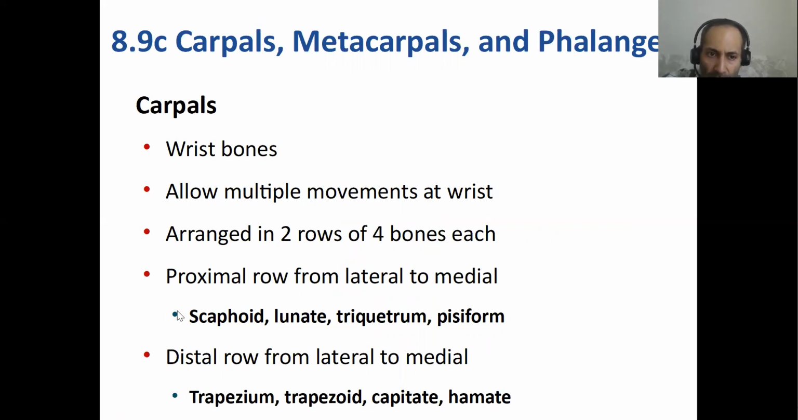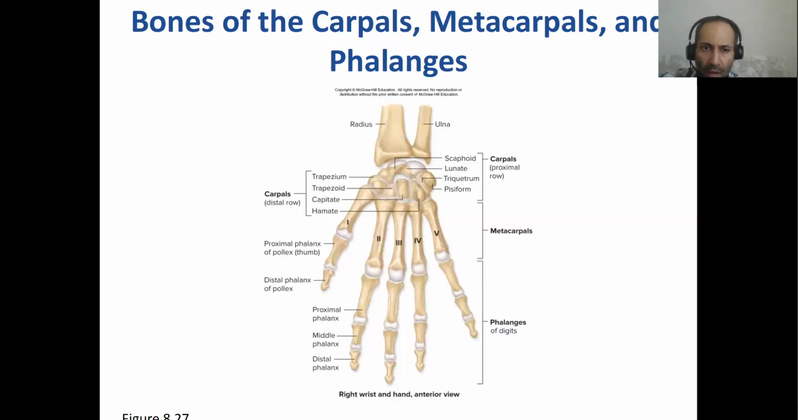All right. And if you look at the distal row, the one which is farther away from the point of attachment: trapezium, trapezoid, capitate, and hamate. So there you go, trapezium, trapezoid, capitate, and hamate. This is your distal row, and there is your proximal one, right? As you can see here, scaphoid, lunate, triquetrum, and pisiform, the proximal region here, and this is the distal row of bones.